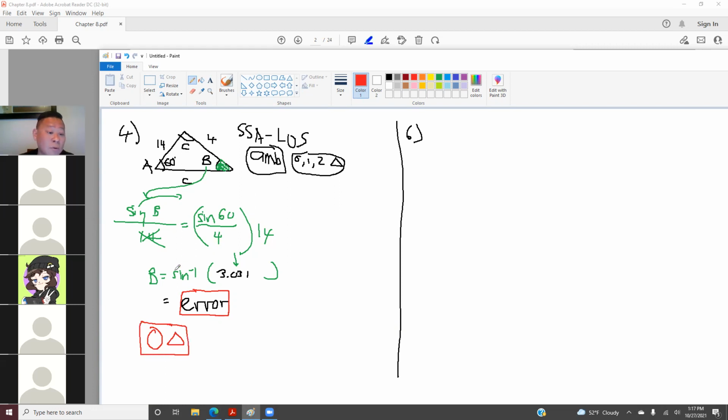If you have no triangles, that means this is not a triangle. Your triangle will look something like this, which means it's not fully formed. That's the reason why you cannot get a triangle here. And since there's no triangle, you cannot find the area. So this is the end of it. This is no triangles. Questions?